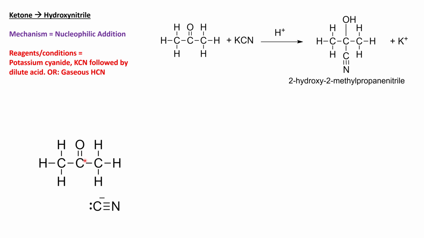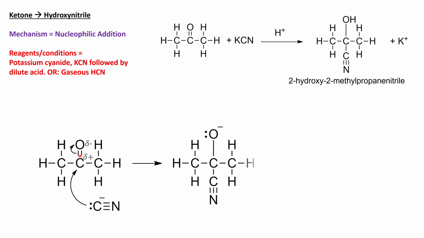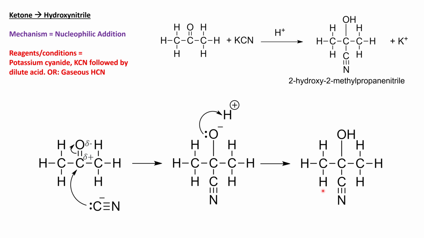We're going to start by labelling our partial charges on our carbonyl functional group, with carbon being delta positive and oxygen being delta negative. Our cyanide nucleophile will attack the delta positive carbon, and the carbonyl bond will break to form an alkoxide intermediate. H+ from the acid will then be used to protonate the alkoxide intermediate to form the hydroxy functional group. And there we have our product.